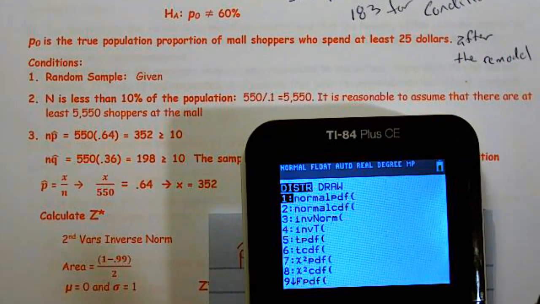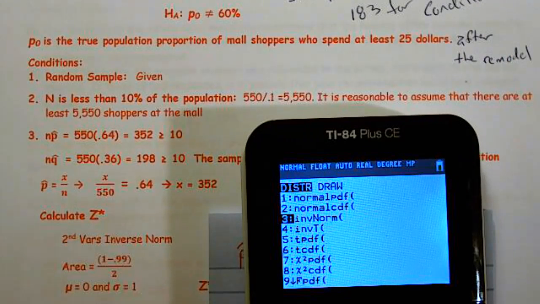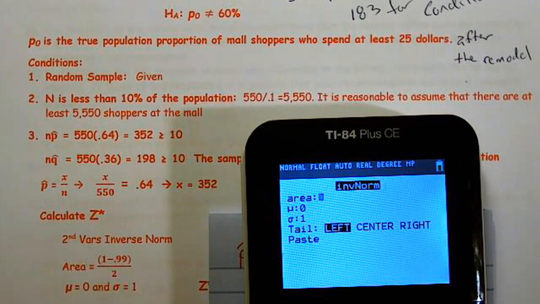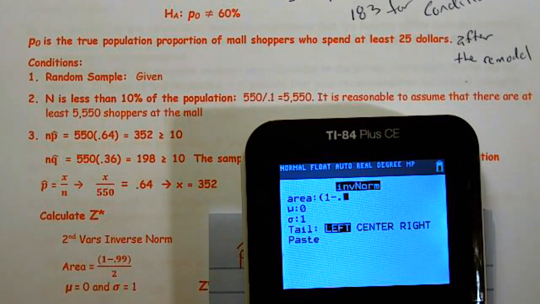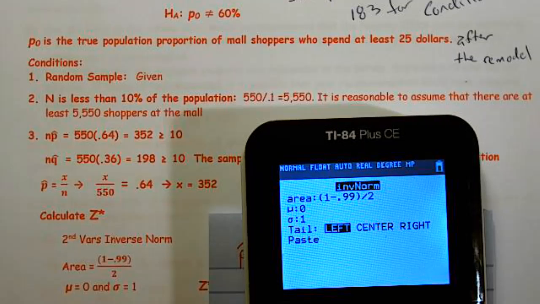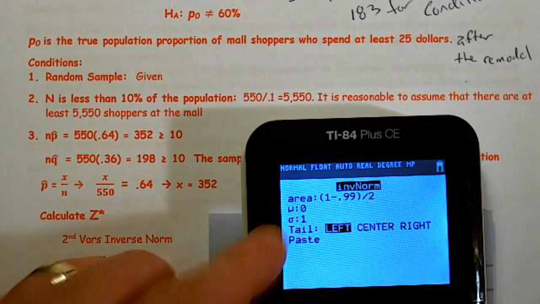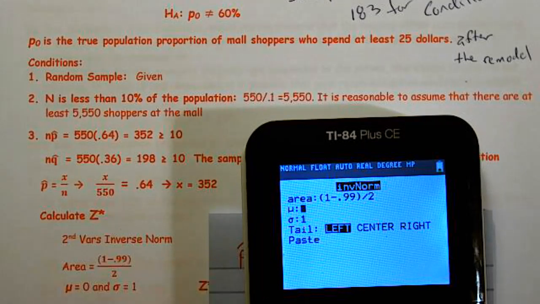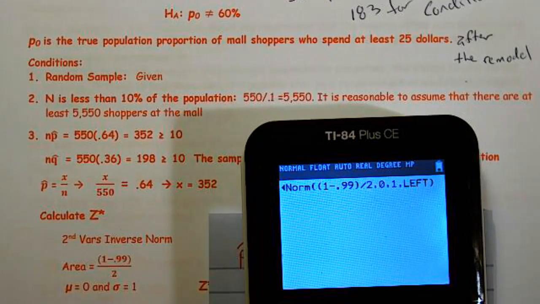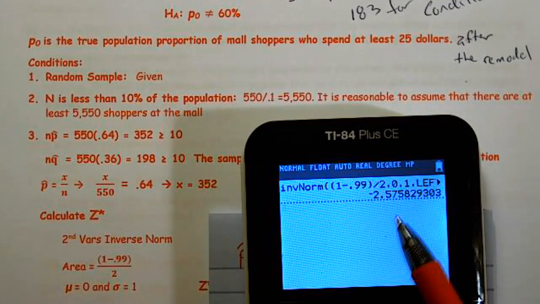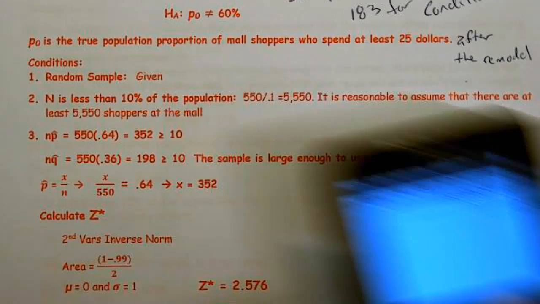So second vars, inverse norm, area, parenthesis 1 minus 0.99, close parenthesis, divided by 2. Mean is 0. Why? Because we're working with a z, standard deviation of 1. And we're just going to go calculate this thing. And we end up getting 2.575.